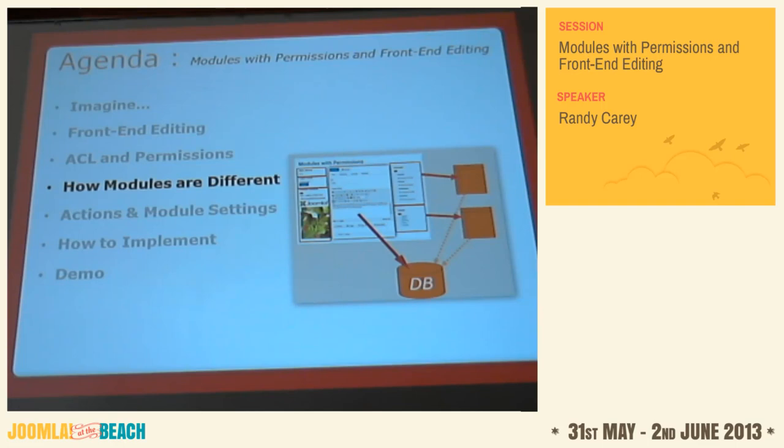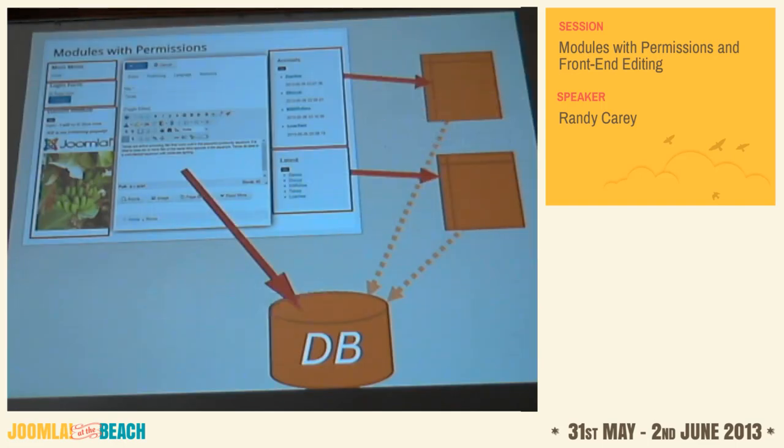Then how are modules different? Well, the main thing is components write their information to the database. Usually a component has a table in the database dedicated to that component, where you put the different pieces of data. But you don't have tables connected to the modules. They all belong in one module table. This module has an entry, that module has an entry. There's a lot of difference there.